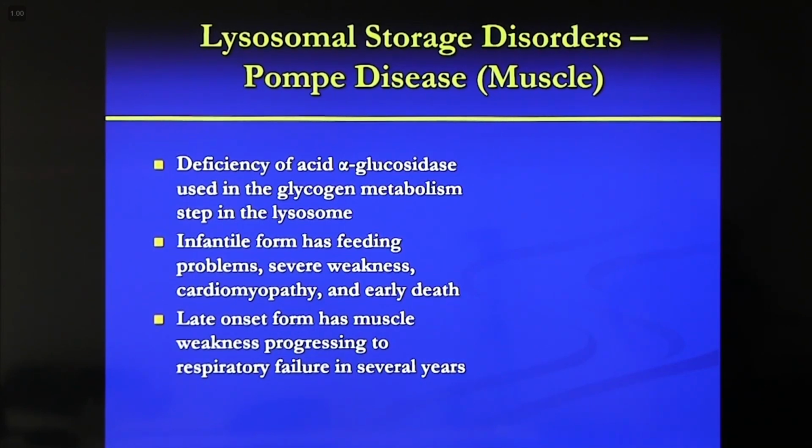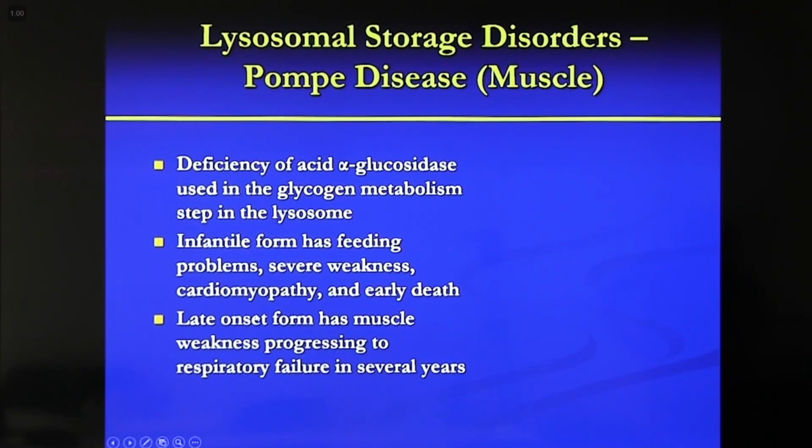And in Pompe disease, this causes a problem with your muscles. And so the infantile form has severe weakness. And I'll give you an example. Some of the patients with the infantile form, before the advent of treatment, the only thing that they could do was blink, and they couldn't move any other muscle.